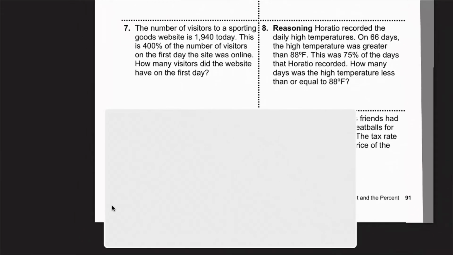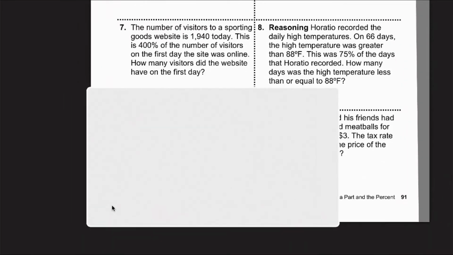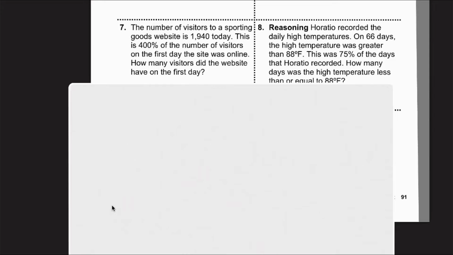Let's do number 7. Number 7 says the number of visitors to a sporting goods website is 1,940 today. This is 400% of the number of visitors on the first day the site was online, so they're getting a lot more. That's nice. How many visitors did the website have on the first day?